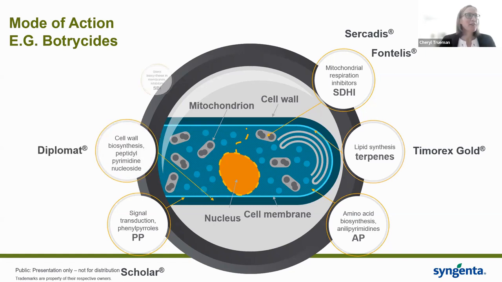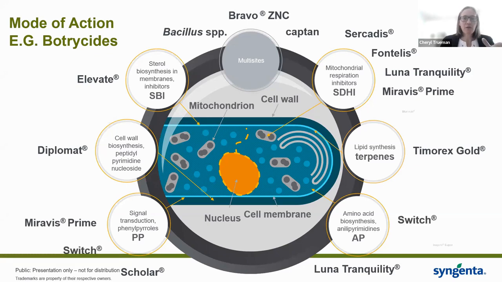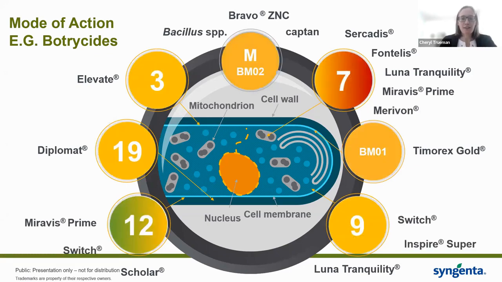Diplomat affecting another component, and so on. And then you have your multi-sites, and those are affecting multiple functions within that cell. So single sites versus multi-sites, right? And based on that mode of action, you've got different group names assigned here.